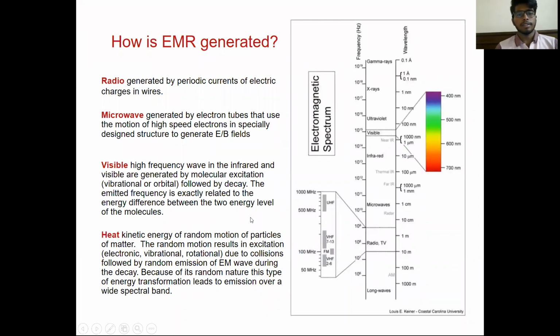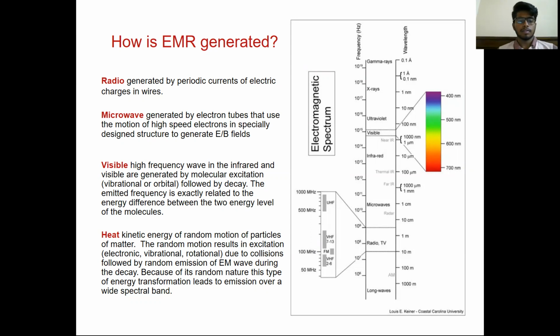Okay, here, how is EMR generated? Radio waves are generated by periodic currents of electric charges in wires. Microwaves are generated by electron tubes that use the motion of high-speed electrons in specially designed structures to generate EM fields. Visible and high frequency waves in the infrared and visible are generated by molecular excitation, vibrational or electronic orbital, followed by decay. The emitted frequency is exactly related to the energy difference between the two energy levels of the molecules.